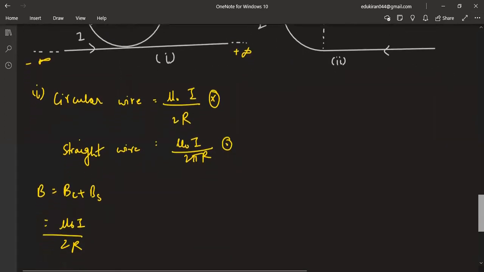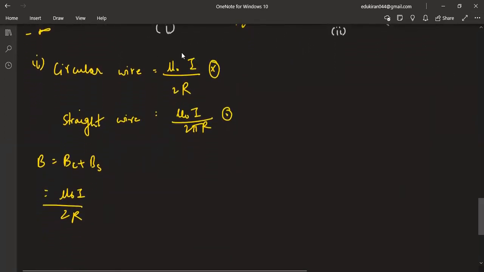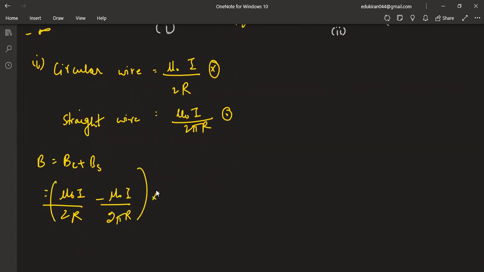But net will be outwards only, because it has a greater value. So mu naught I by 2r minus mu naught I by 2 pi r, the resultant will be outwards only. So the way Krishna answered it correctly, I'm taking mu naught I by 2r common, so 1 by pi, this much outwards, this will be left.